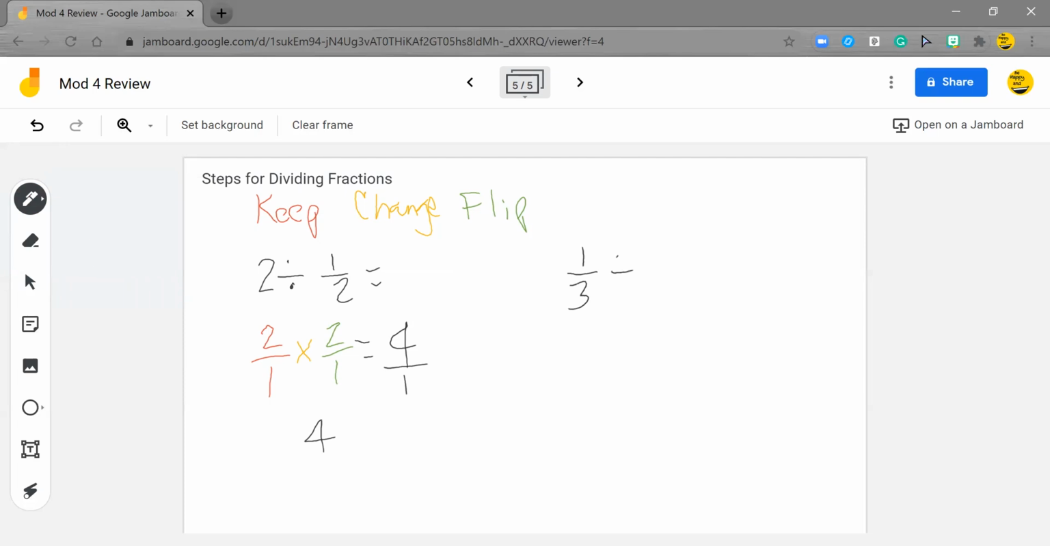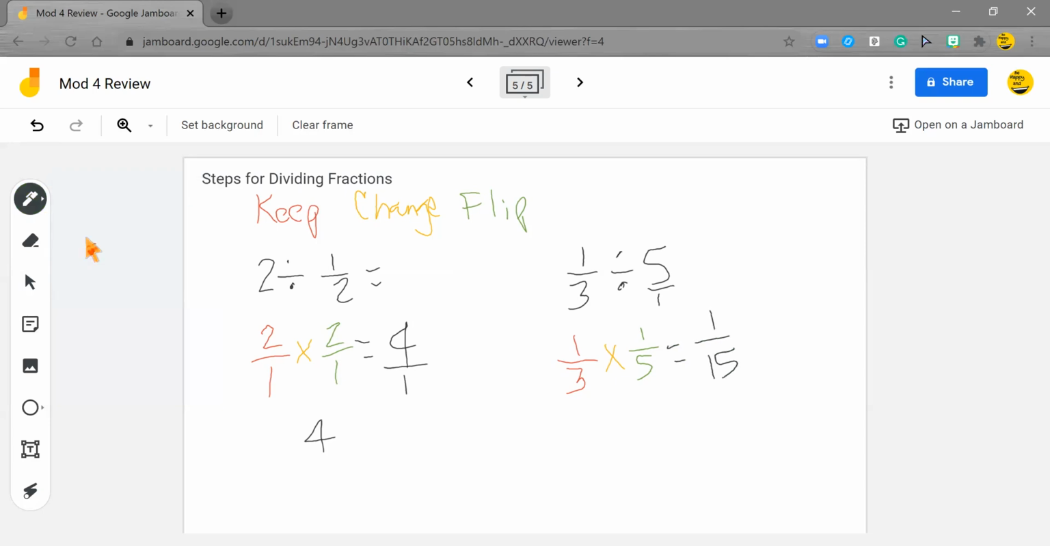Now say we have 1/3 divided by 5. So again, I keep the first number, the fraction. I change my sign, and I take the reciprocal of the 5. Now remember, the 5 is the same as 5/1. So I take the reciprocal, so I flip it. So I get 1/5. And my answer would equal 1/15.